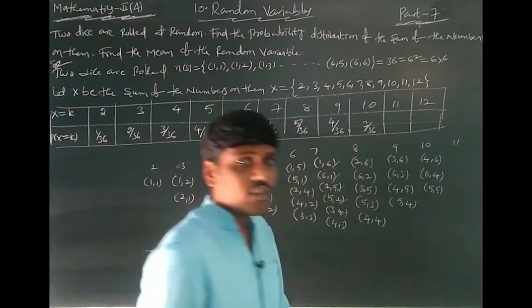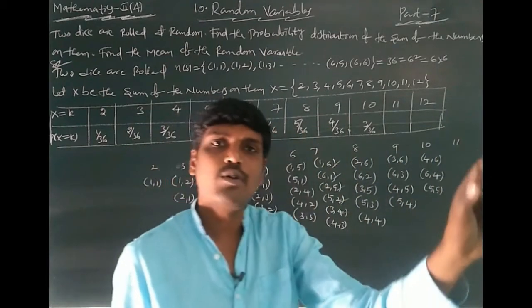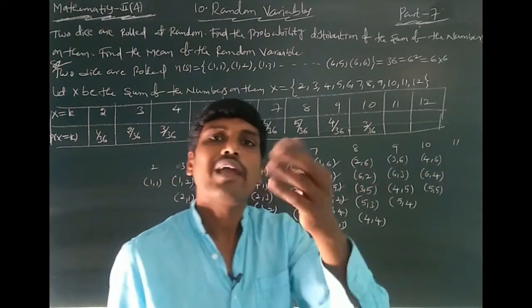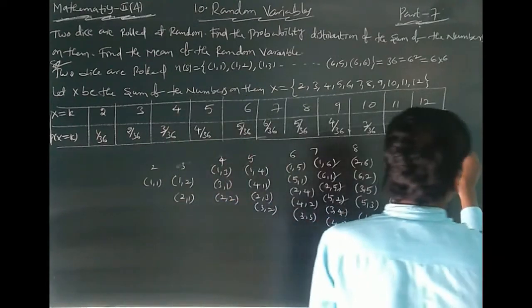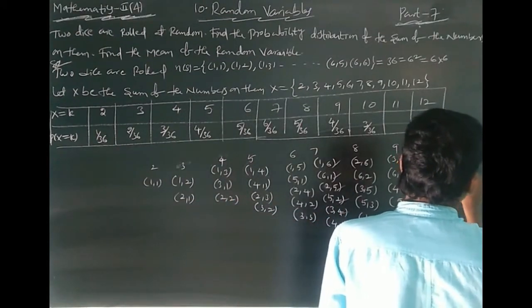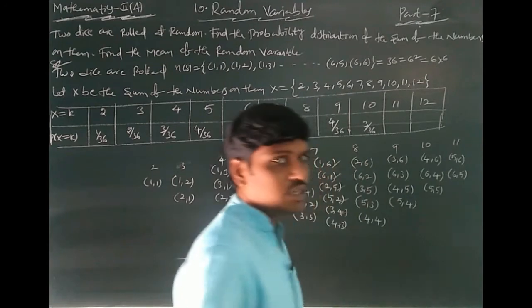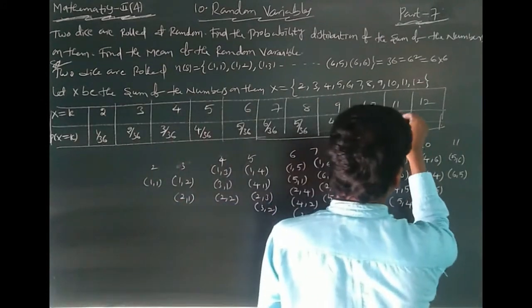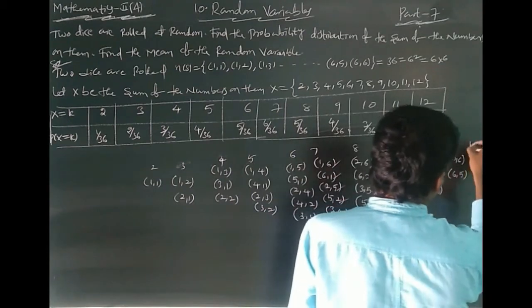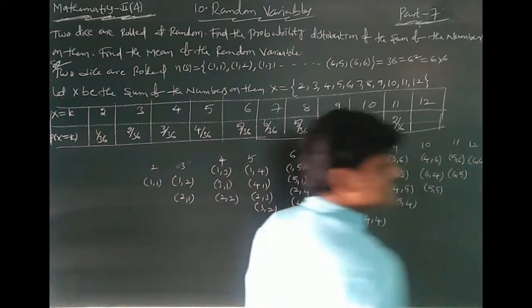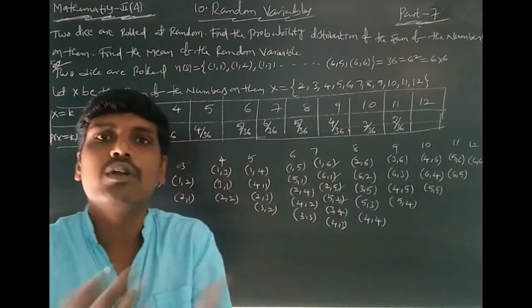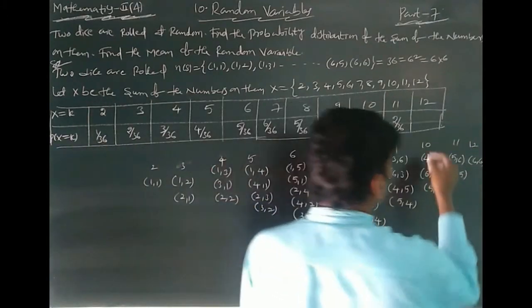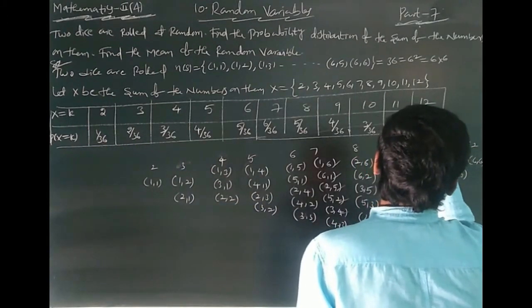Sum 11: 4 comma 6 gives 10, not 11. 5 comma 6 is possible, 6 comma 5 is possible. Understood or not? 5 comma 6 and 6 comma 5, only 2 cases are possible. Next, 12 only one case, that is 6 comma 6, only one is possible. Sum of the 2 numbers 12 is 1 by 36.